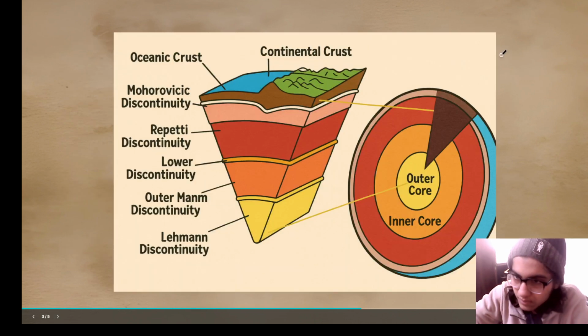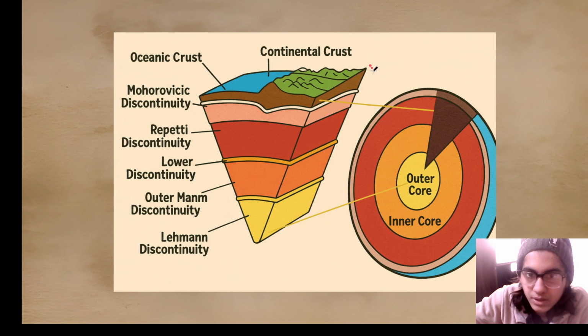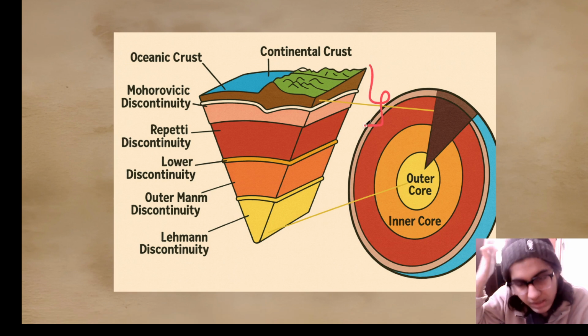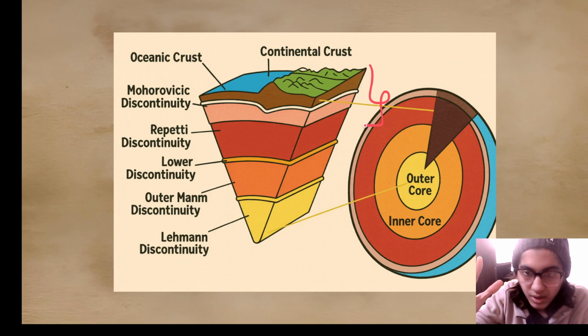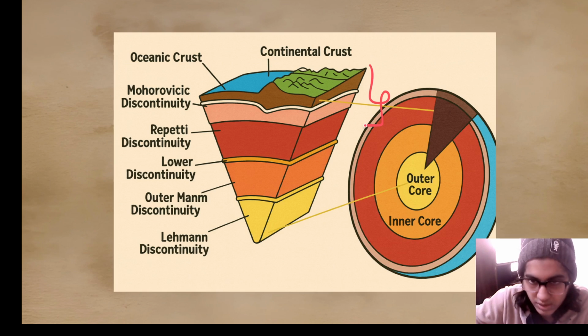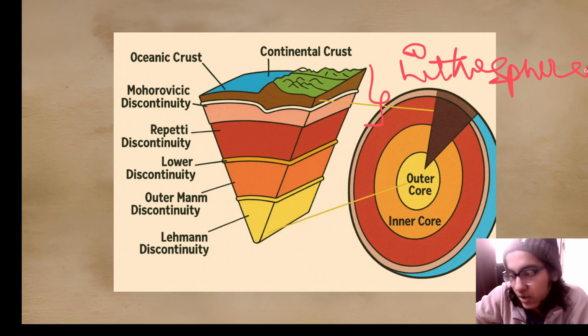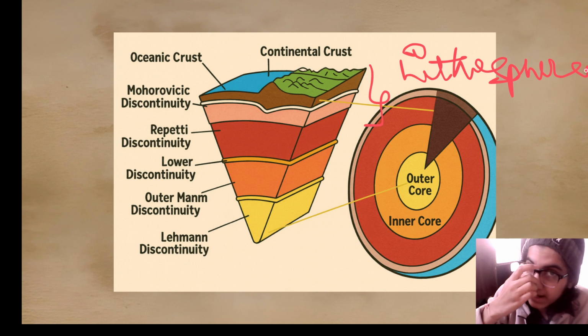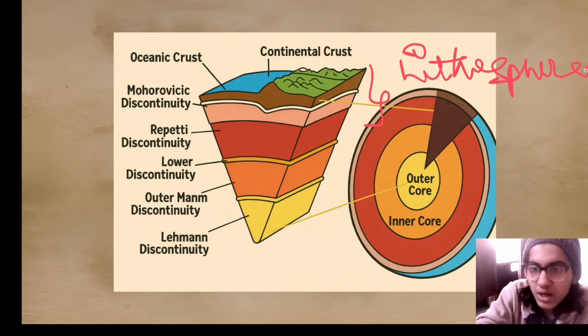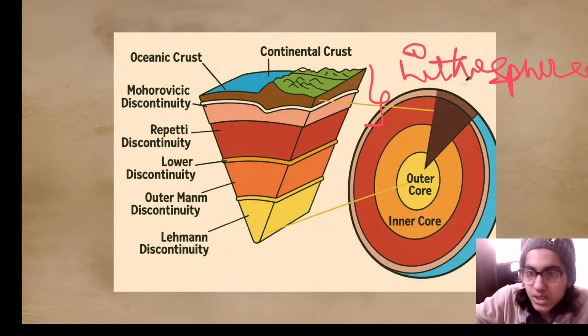This is not the exact structure. I just want you to imagine it. The first is the lithosphere. Just like we have hydrosphere and atmosphere outside the earth, in earth's internal structure also we have these different spheres. The first one is lithosphere, the second is asthenosphere.